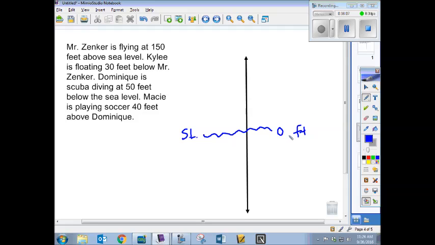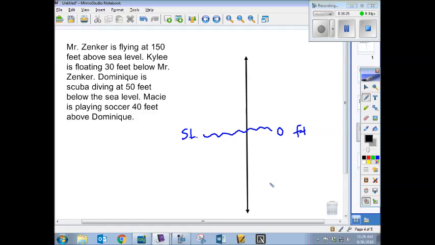Get you with me? Okay, I'm going to put the actual sea level on the left side of the number line. So that's sea level. That, by the way, the blue waves, that was just my way of showing water. Everybody got that? Okay, so who can describe to me where Mr. Zenker is flying?